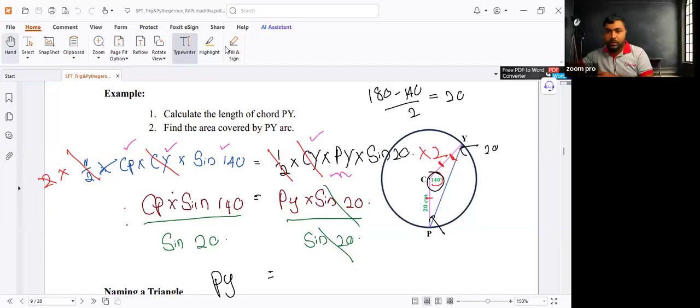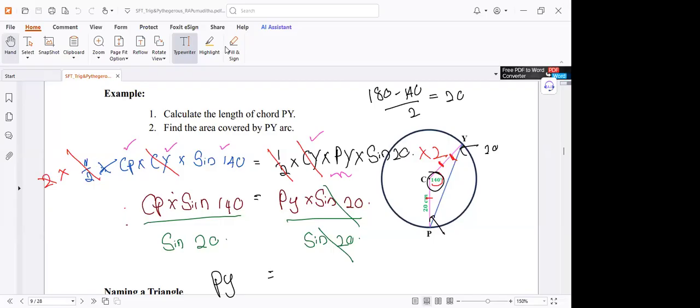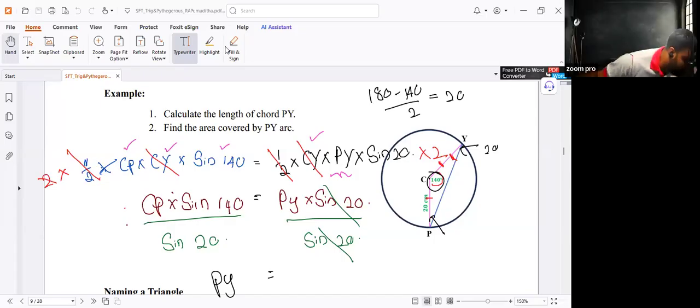Do you have any doubt in this calculation? Any step if you are not able to understand? After the step CP into sine 140 divided by sine 20, can you explain that part? Yes, sure, sir.